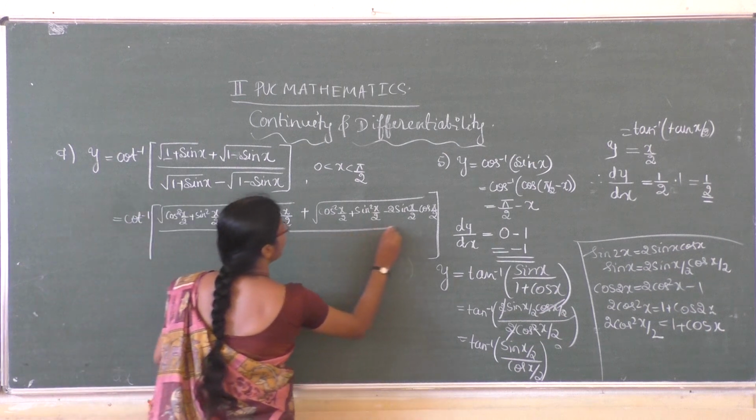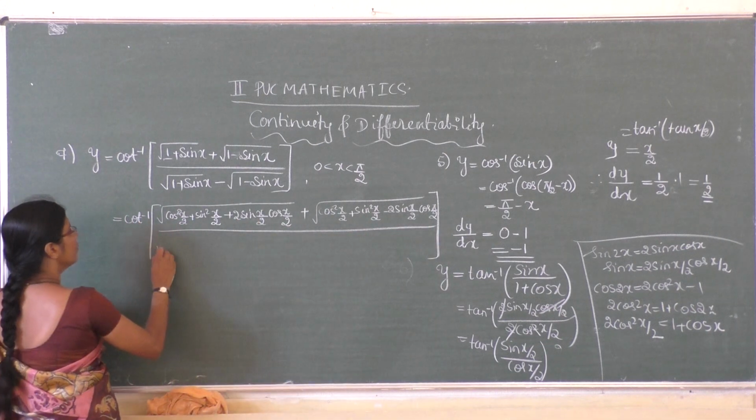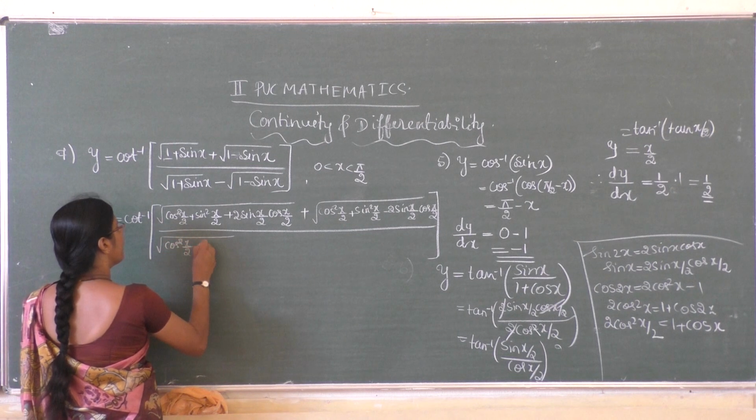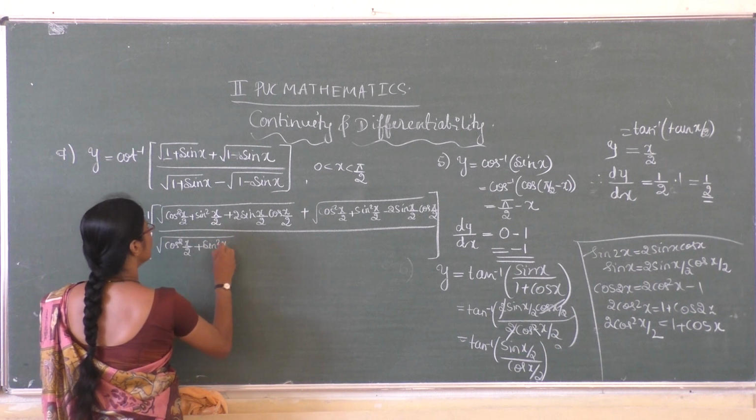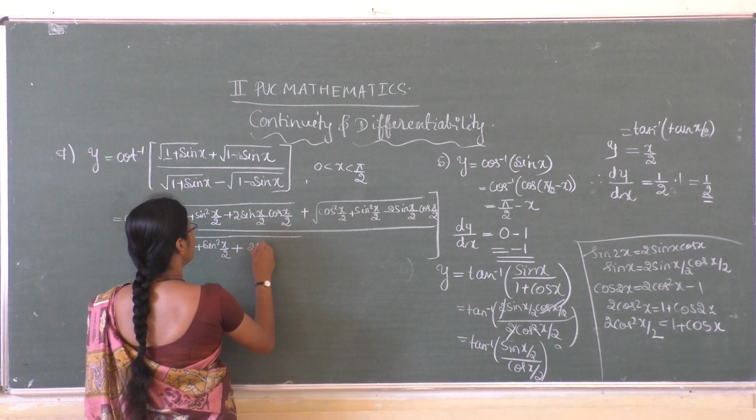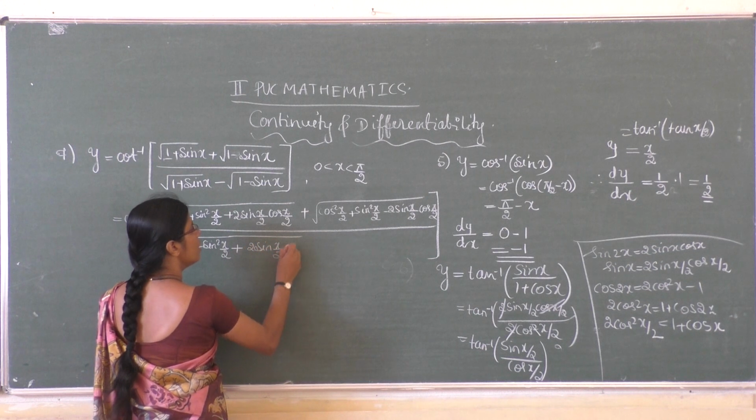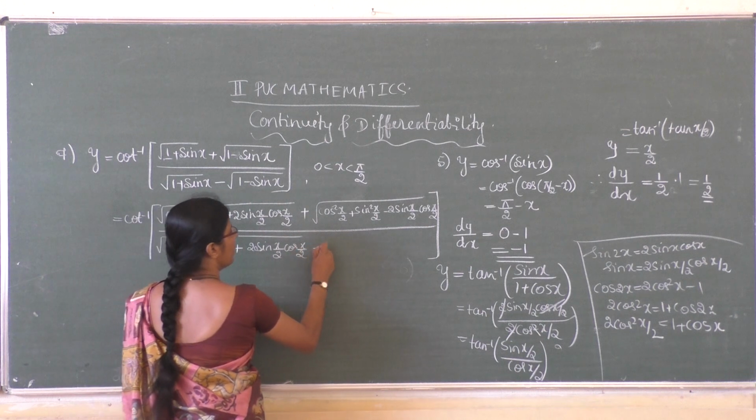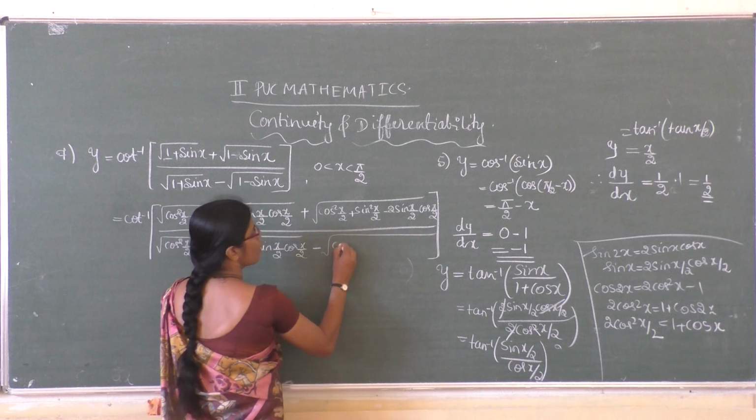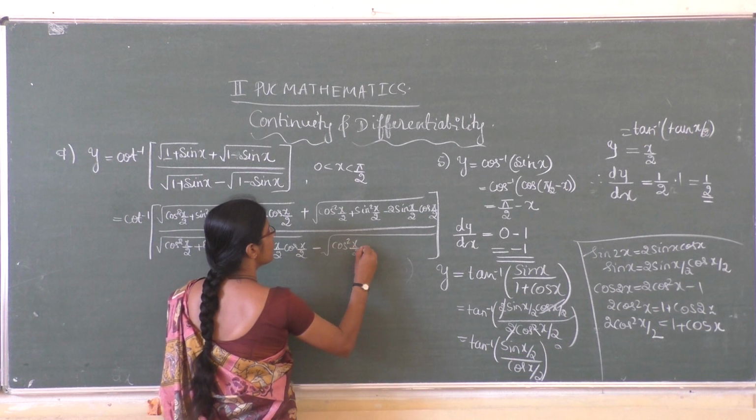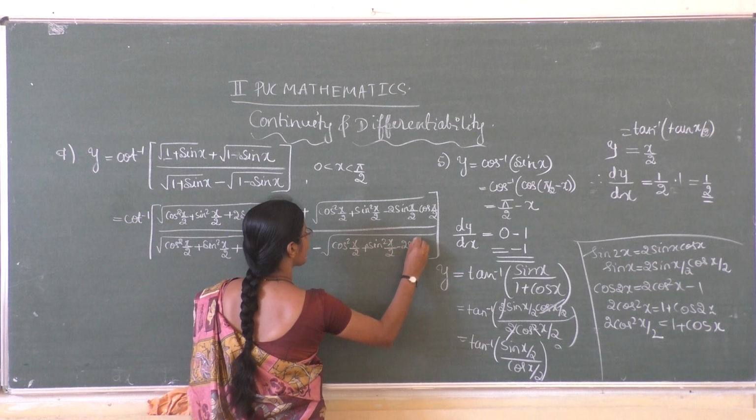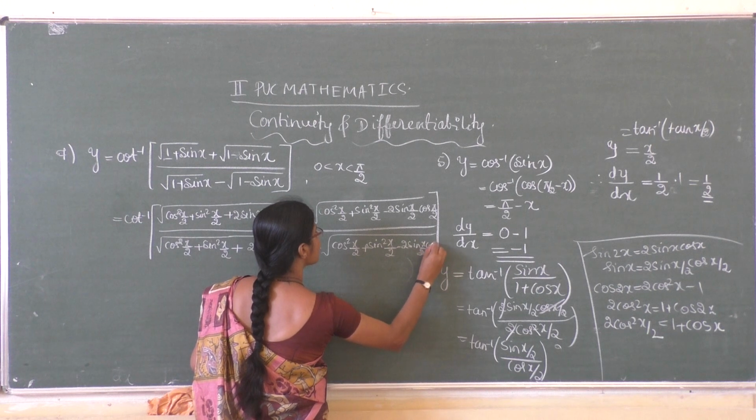Divided by here, 1, that is cos square x by 2 plus sin square x by 2, plus 2 sin x by 2 into cos x by 2, minus, okay, root of 1 minus sin x, that is also cos square x by 2 plus sin square x by 2 minus 2 sin x by 2 into cos x by 2.